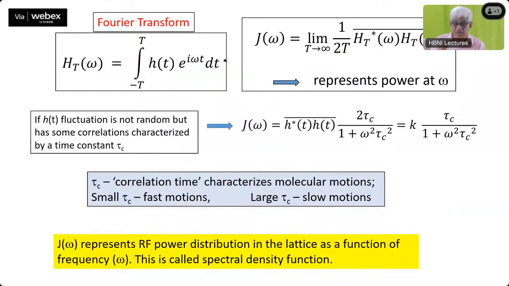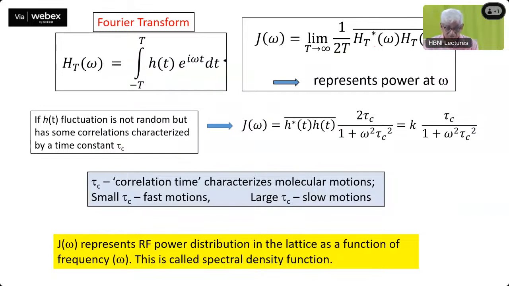And when you have that, a detailed mathematical analysis will give you that J of omega is given by this particular equation. This is the ensemble average of h of t and its complex conjugate, and you have this parameter 2 tau c divided by 1 plus omega squared tau c squared, or a constant times tau c divided by 1 plus omega squared tau c squared.